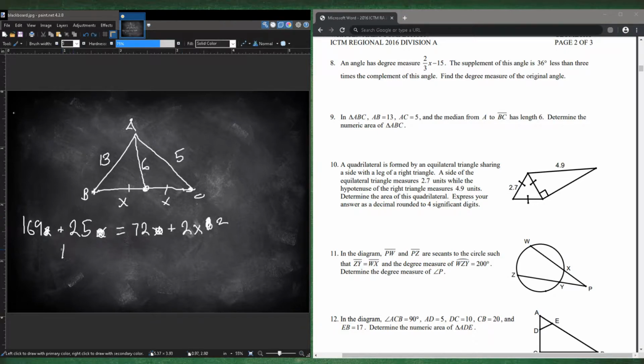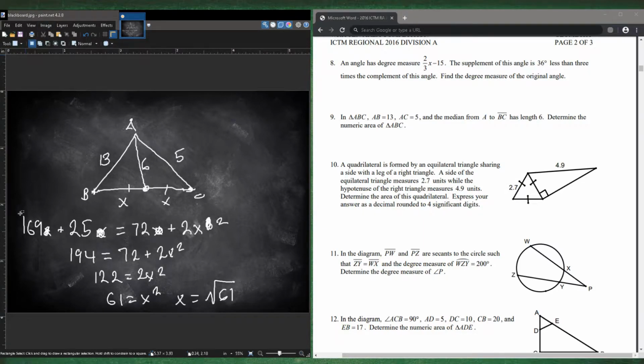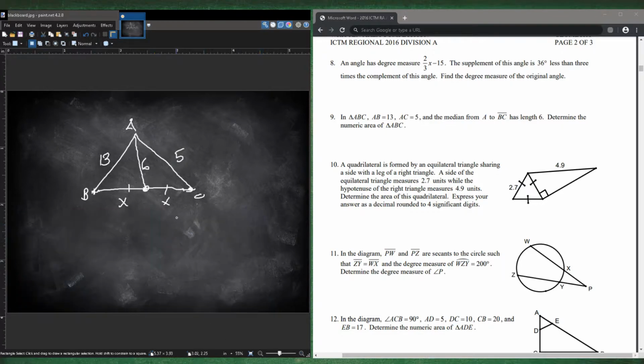So we have 169 plus 25, which is 194, is equal to 72 plus 2x squared. So subtract that out. So 122 is equal to 2x squared. So 61 is equal to x squared. So x is equal to square root 61. Okay, so we know what x is now. So let's clear all this out because we don't need it. So we know x is equal to square root 61.